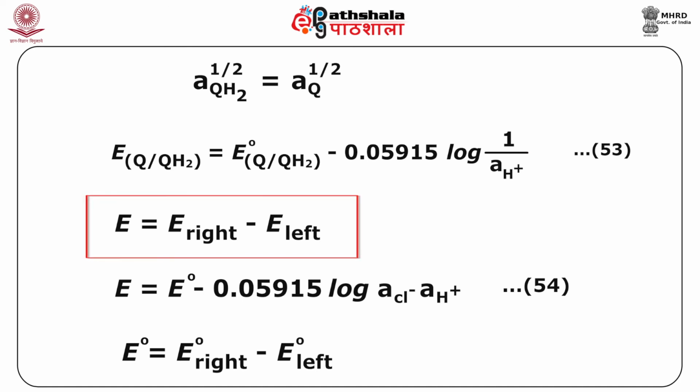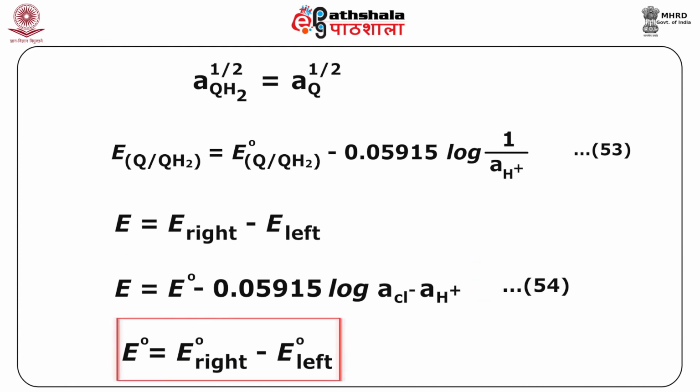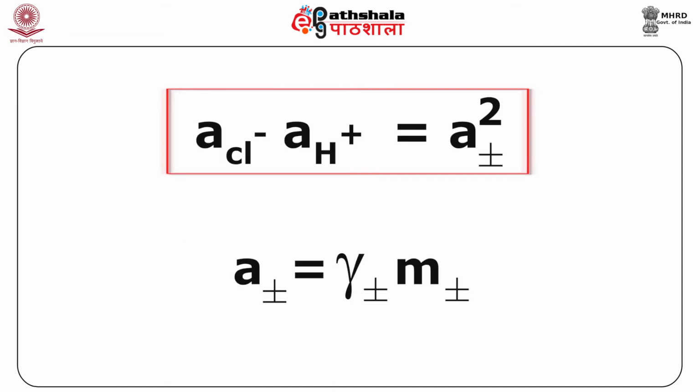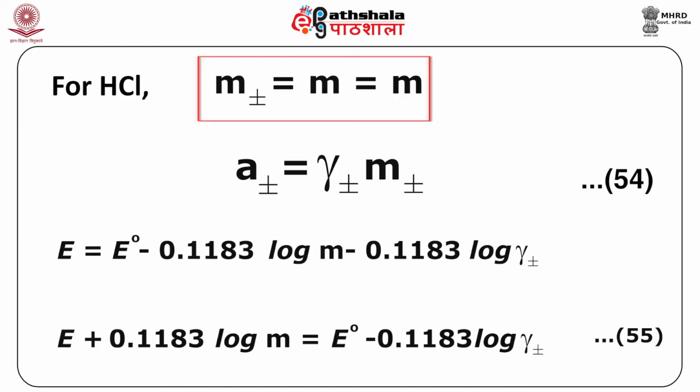The overall cell potential E is equal to E right minus E left, which can be further written as E equals E naught minus 0.05915 log a Cl minus a H plus, as our equation 54, where E naught is E naught right minus E naught left. Furthermore, since we have a Cl minus into a H plus equals a plus-minus squared, and a plus-minus is equal to gamma plus-minus into m plus-minus. For HCl, m plus-minus is equal to m.